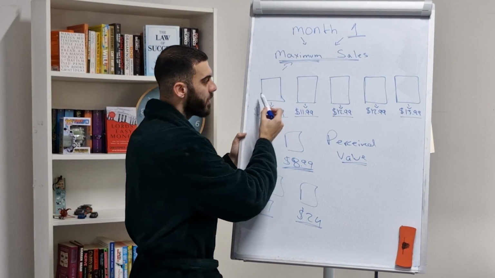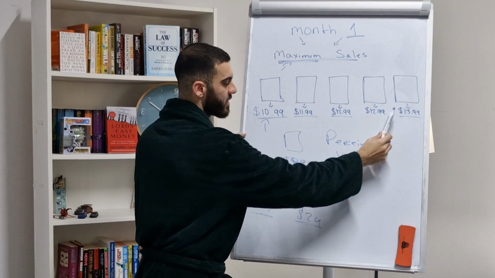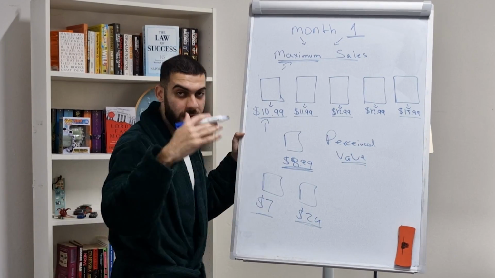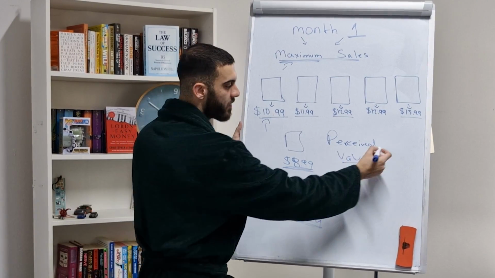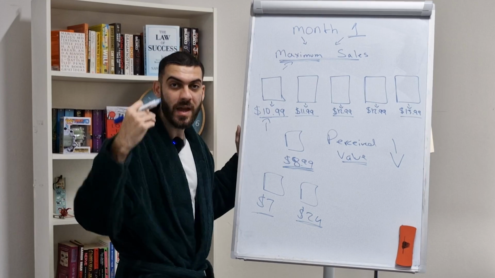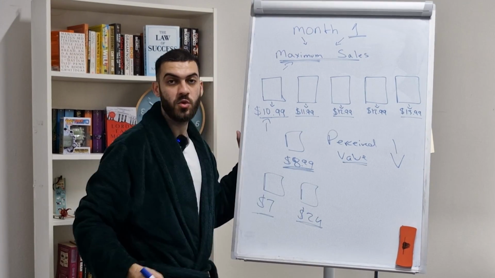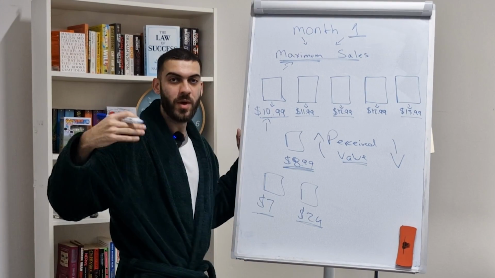Now, if all of your competitors are selling at these prices and you price yours way cheaper than them, then your perceived value goes down. You don't ever want your perceived value to go down. You only want it to go up. That's how you actually make money.